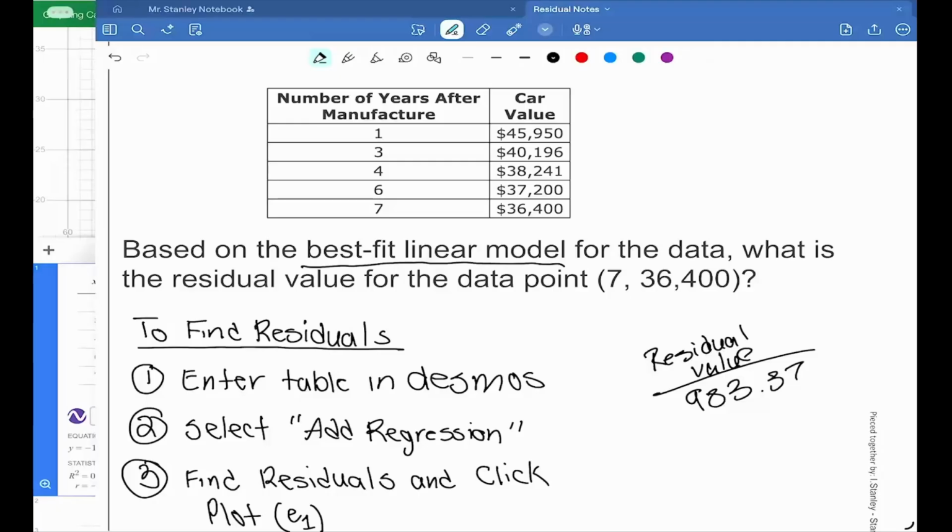So now, again, just going back over the steps, to find the residual value in Desmos, you'll enter your table in Desmos, you'll add your regression, it'll tell you whether it's linear or exponential. You choose that. Then you look for the word residual. Then underneath that, you'll see E1 and the word plot. You'll click plot and it will make your E1 points. Those E1 points in Desmos are your residual values for each one of those ordered pairs. And then you just find the one that you need to answer your question. Okay, so now let's move on to example 3.